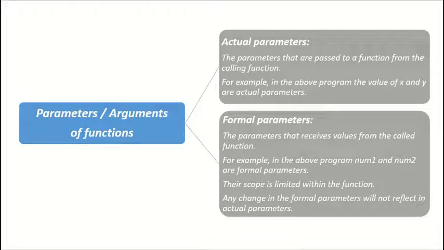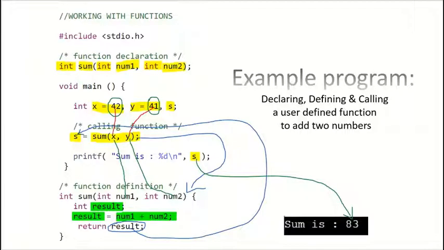About the parameters or arguments of the function. We saw in the previous example two types of parameters, that are actual parameters and formal parameters. The parameters that are passed to a function from the calling function are called actual parameters. In the previous example you can see these two variables, x and y, are the actual arguments or actual parameters.